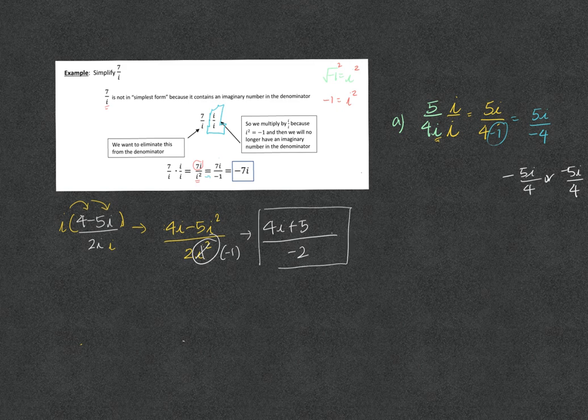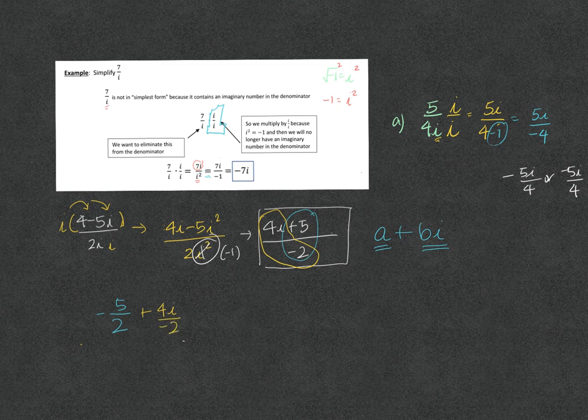If they wanted it in standard form, which is the form a plus bi, they want it in two separate pieces with the real portion first and the imaginary part second. So we're going to split this into two pieces. But I'm going to first split it into the real part, which is 5 over negative 2. I'll put the negative there. And then I'm going to split it into the imaginary part, which is the 4i over the negative 2.